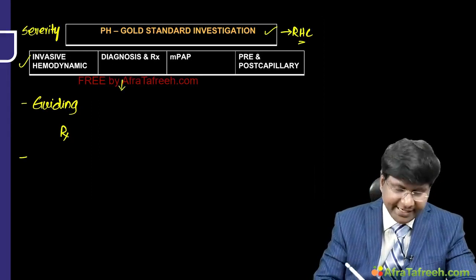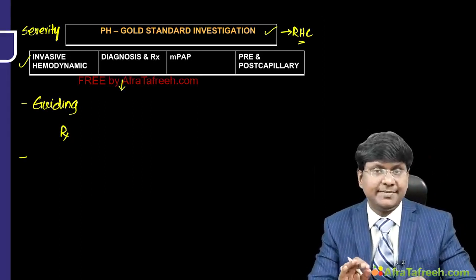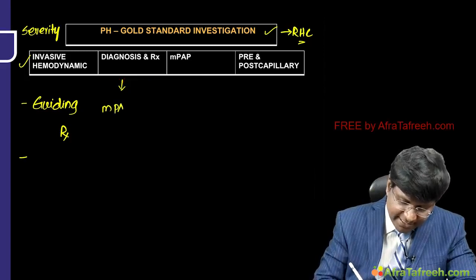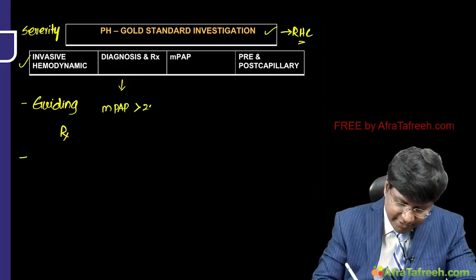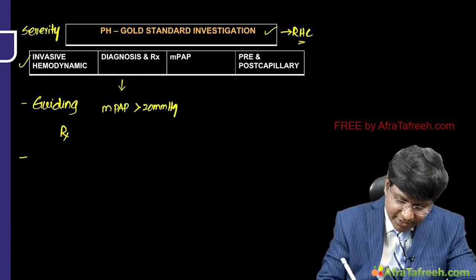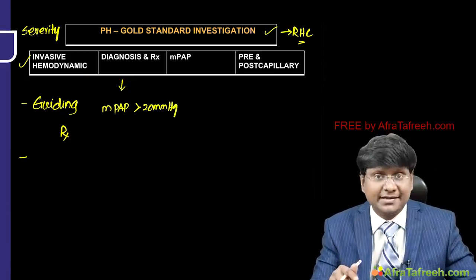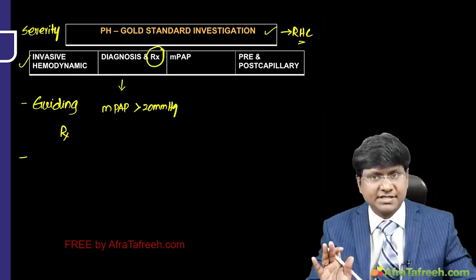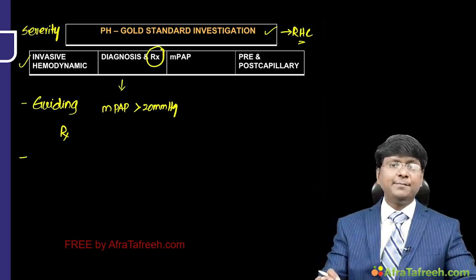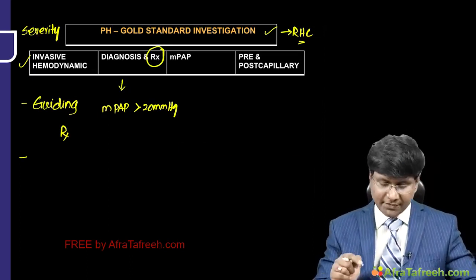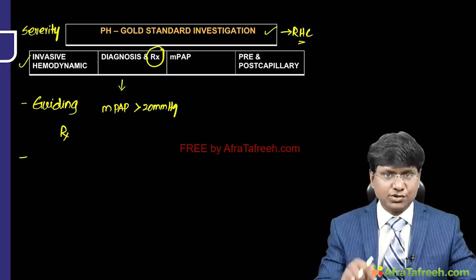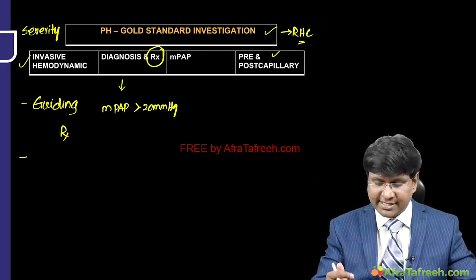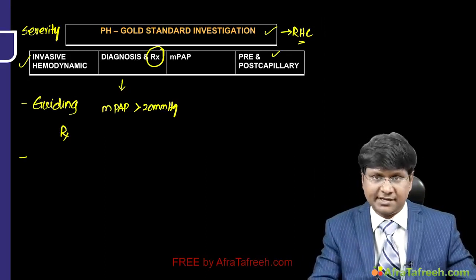Now, the diagnostic criteria for pulmonary arterial hypertension according to right heart catheterization is the mean pulmonary arterial pressure should be more than 20 millimeters of mercury. And this right heart catheterization also helps us in guiding the treatment, that is what we have discussed just now. The other points: right heart catheterization will also tell us whether it is a pre-capillary cause for pulmonary hypertension or a post-capillary cause for pulmonary arterial hypertension.